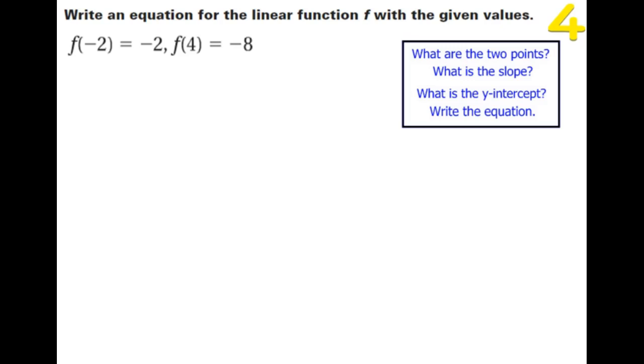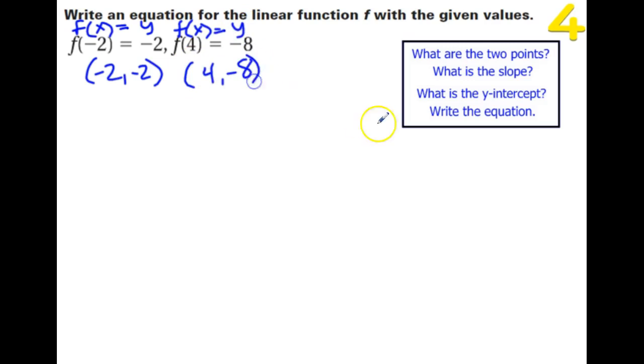Now we're going to do the same thing. This is a review of what we did yesterday, just to make sure we're on the right track. So reminder, this is in the form f of x equals y. So this is really just a point, -2, -2. And this is just the point x, y, or 4, -8. So we just answered the question, what are the 2 points? We just figured them out using what we know about functions.